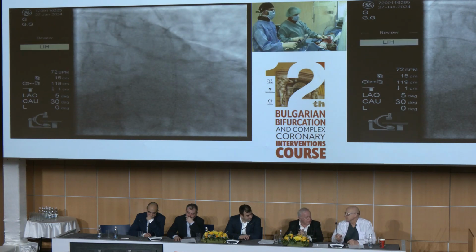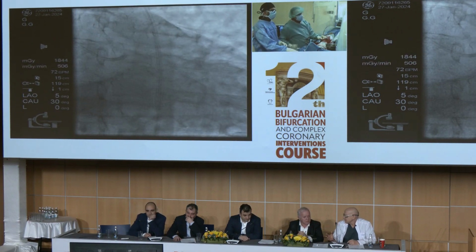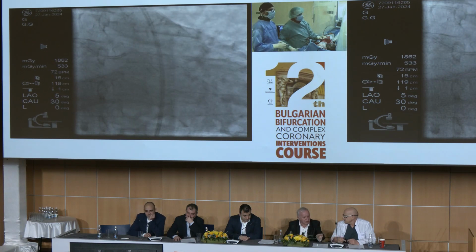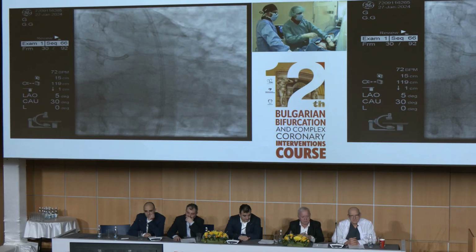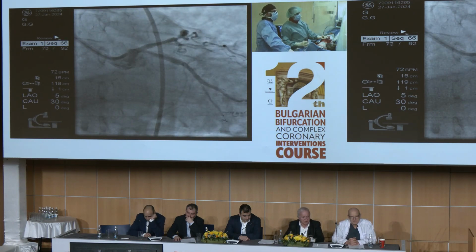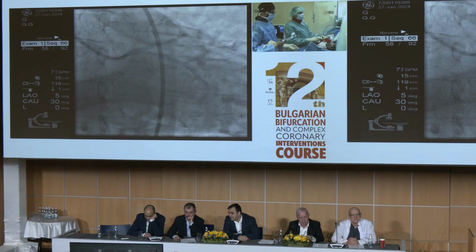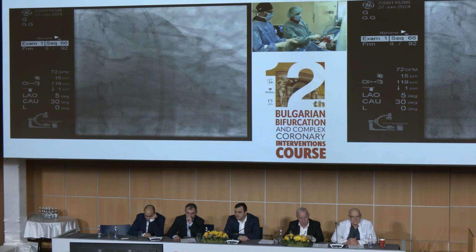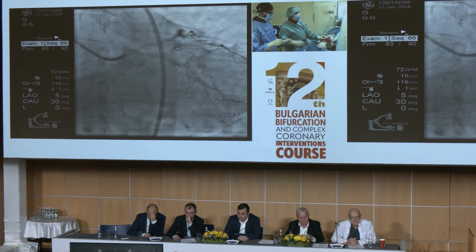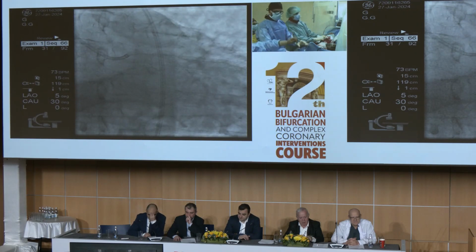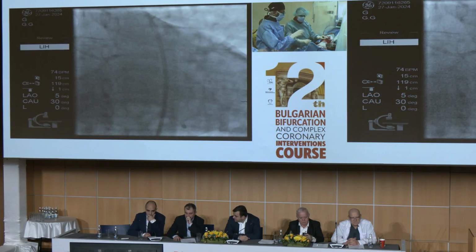Okay, now it's good. Let's make a picture. After these high pressure dilatations, I always check with a small amount of contrast, because I'm afraid of some extravasation. So we will do IVUS next, and probably we will stop at that stage.